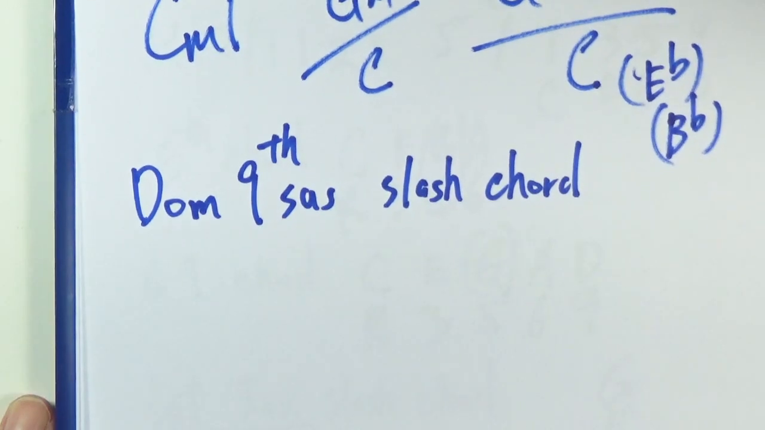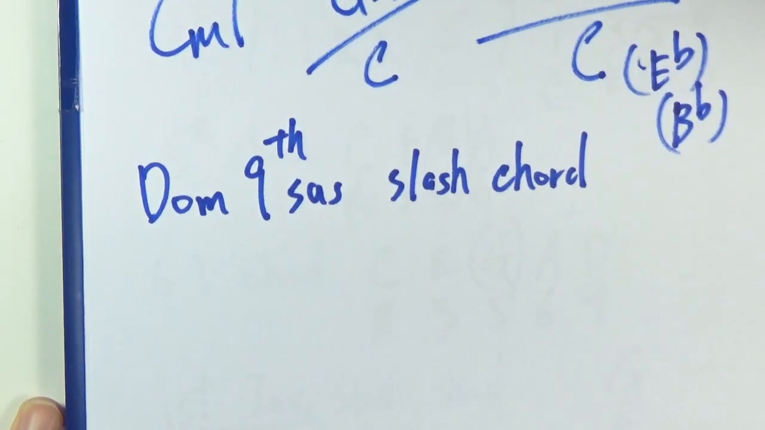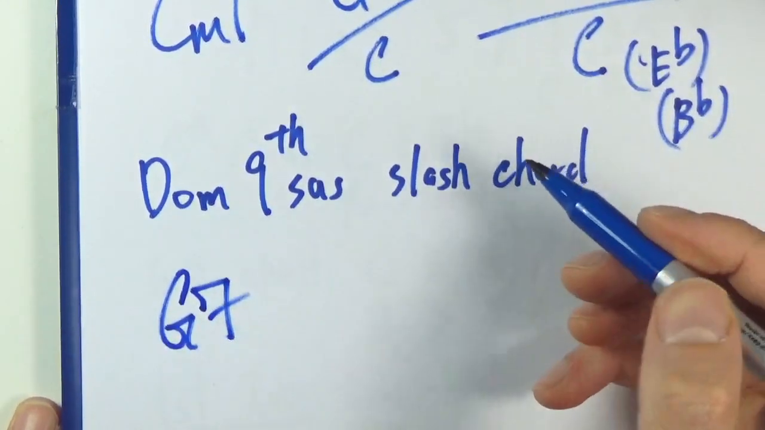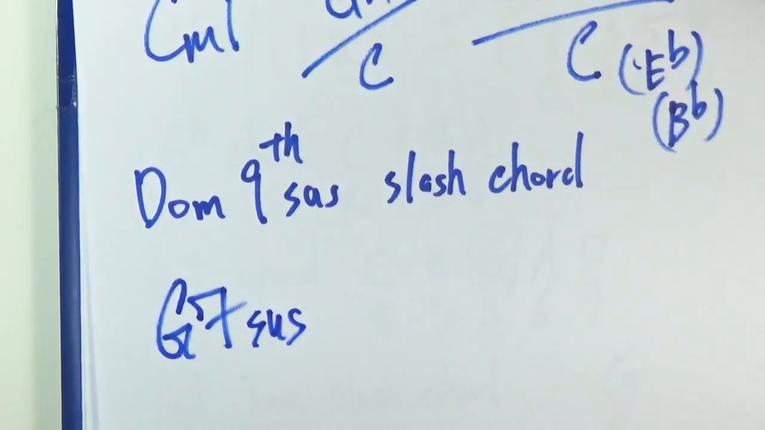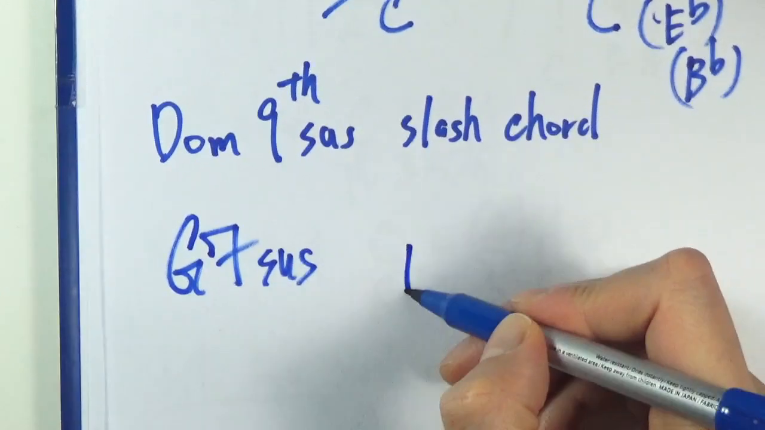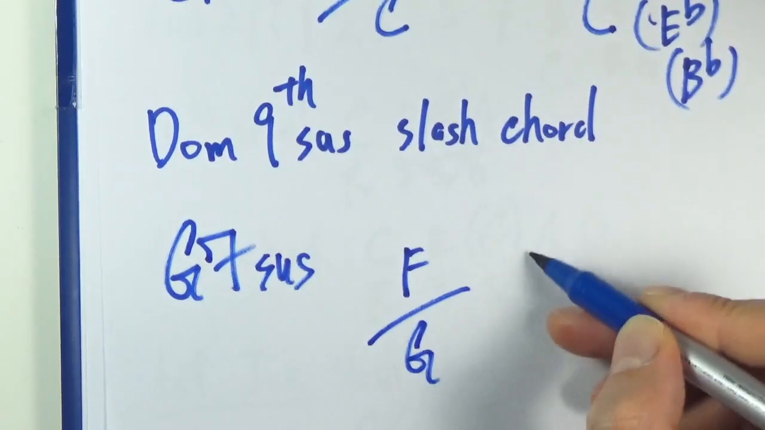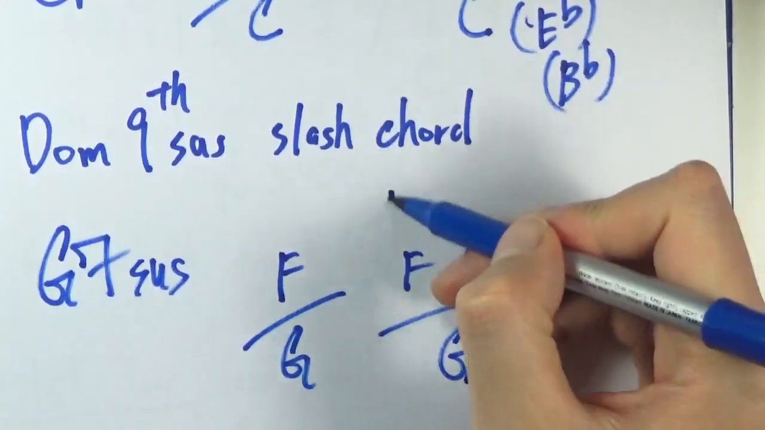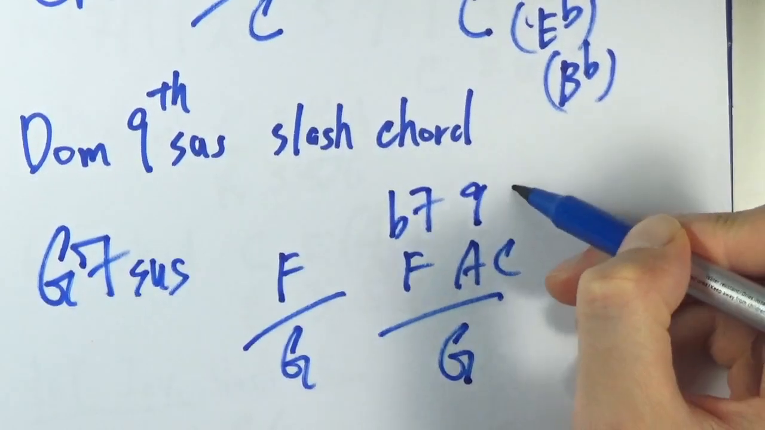So finally, dominant ninth slash chord. For example, if I want to produce a G7 sus sound, I can play an F major, try it over G, and that's F, A, C over G. Intervals: flat 7, a ninth, and then a fourth.